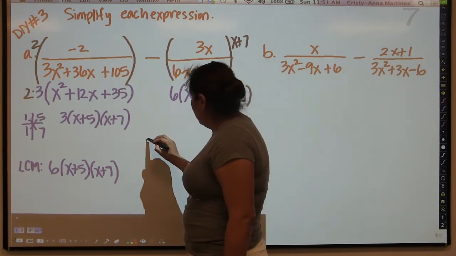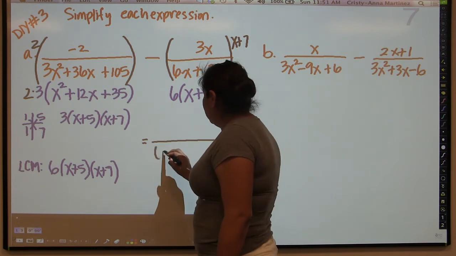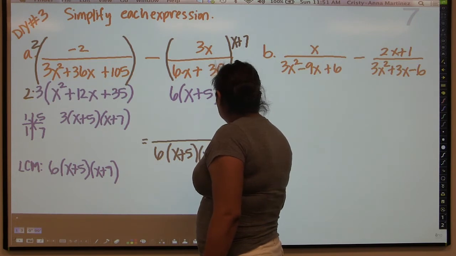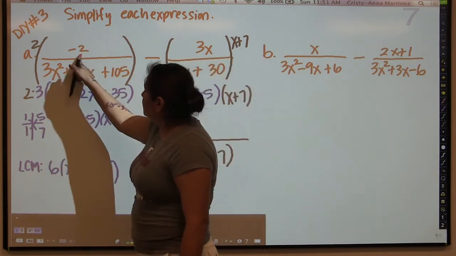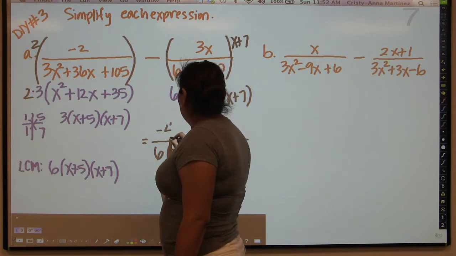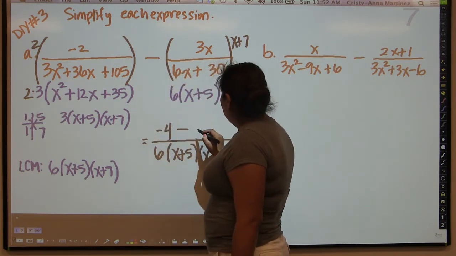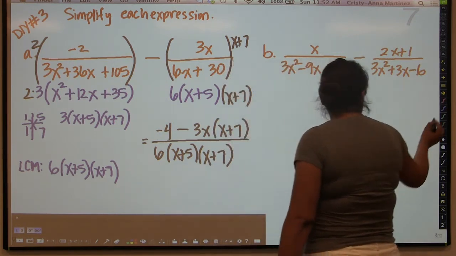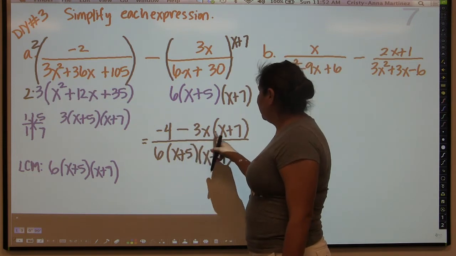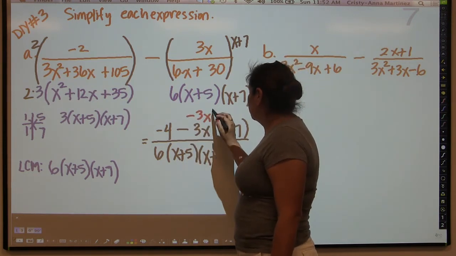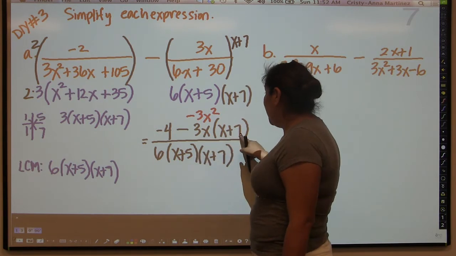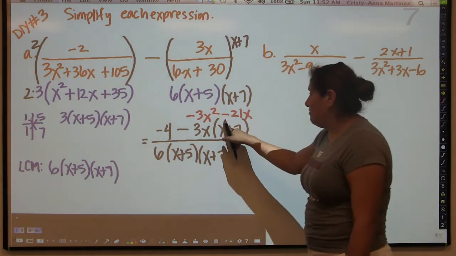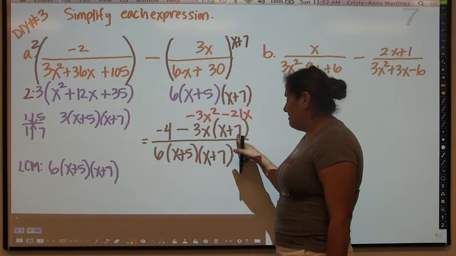So then I'm going to end up with my common denominator, which will be 6 times x plus 5 times x plus 7. And on top, we're going to get the negative 2 times 2, which is negative 4. And I'm going to put the minus here. And then we're going to have 3x times x plus 7. And then we want to simplify that. So negative 3x times x is negative 3x squared. And negative 3x times positive 7 is negative 21x. And that's the part where I was saying earlier, you have to make sure that you distribute the negative to both the x and the 7.